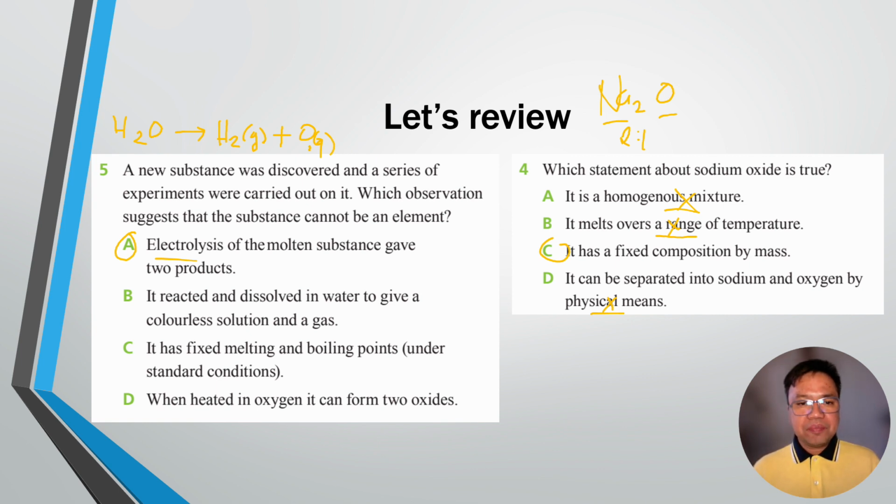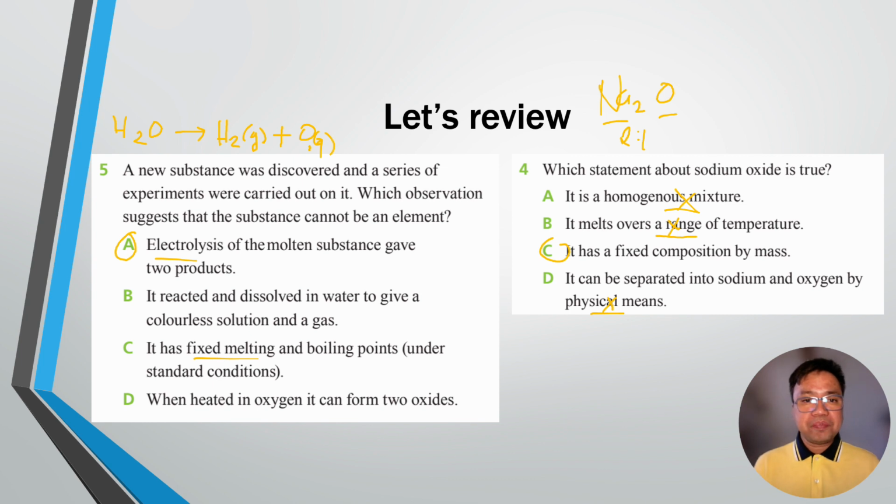For letter C, it has fixed melting and boiling points under standard conditions. This characteristic is typical of pure substances, which can either be elements or compounds. Fixed melting and boiling points are indicative of a pure substance because they have a consistent structure and composition. Therefore, the fact that a substance has fixed melting and boiling points does not rule out the possibility of it being an element.